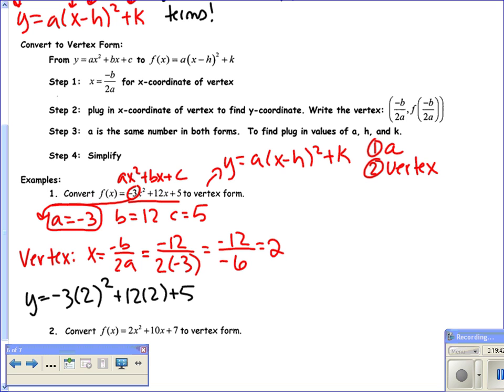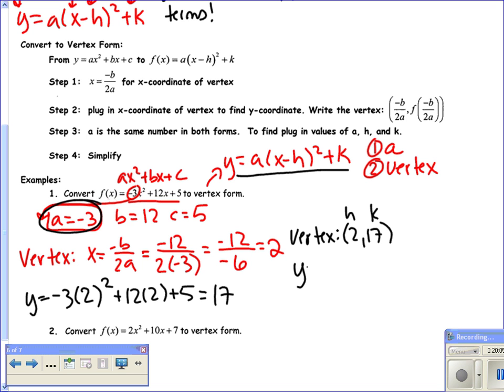So now if you plug this into your calculator or go ahead and do this out by hand, you get a y value of 17. So now I have the vertex, which is 2 comma 17. So I have my h and I have my k and I have my a value. All I have to do is plug it into my equation, which is right here.